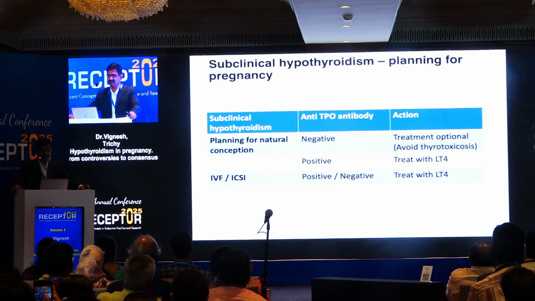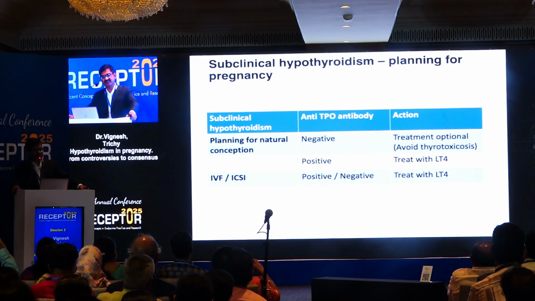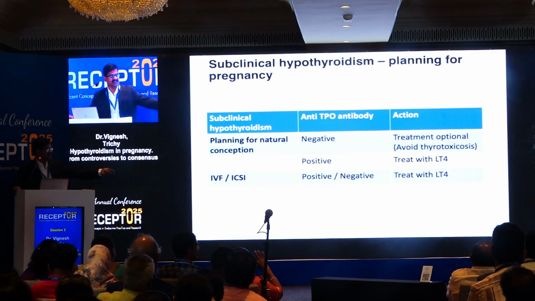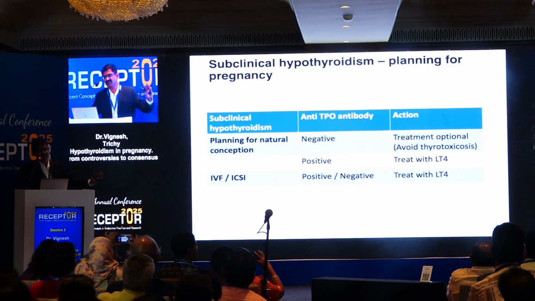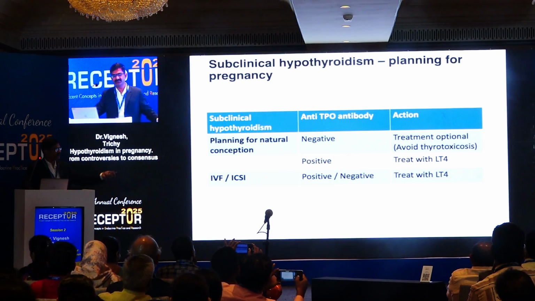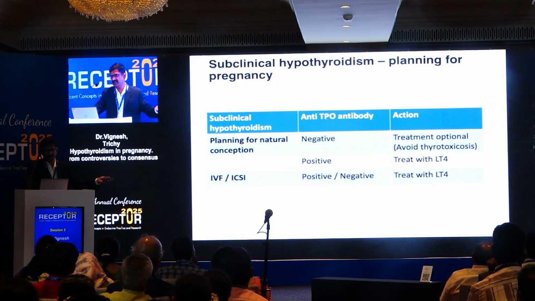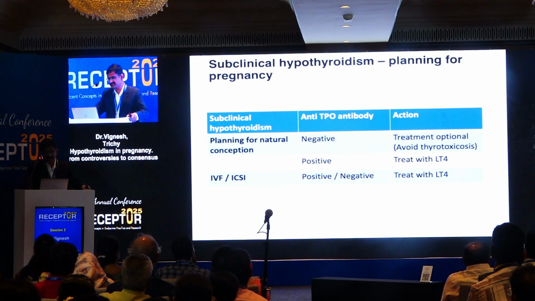Anybody who is planning for pregnancy, where we identify hypothyroidism: if they are planning a natural pregnancy and antibody positive, start treatment. If antibody negative, it is optional, not compulsory. If you want to start thyroxine, start with a lower dose to avoid thyrotoxicosis. Anybody planning for IVF pregnancy or ICSI, don't look at the antibody status, straight away start thyroxine.